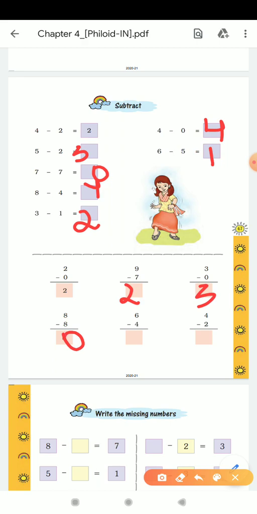6 minus 4, what comes after 4? 5. So we have to count from 5 to 6. 5, 6. How many lines came? 2. Very good. Now next, 4 minus 2, what comes after 2? 3. So we have to start counting from 3 up to 4. Just count 3, 4. How many lines came? 2. Okay, in this way you have to do all these answers.